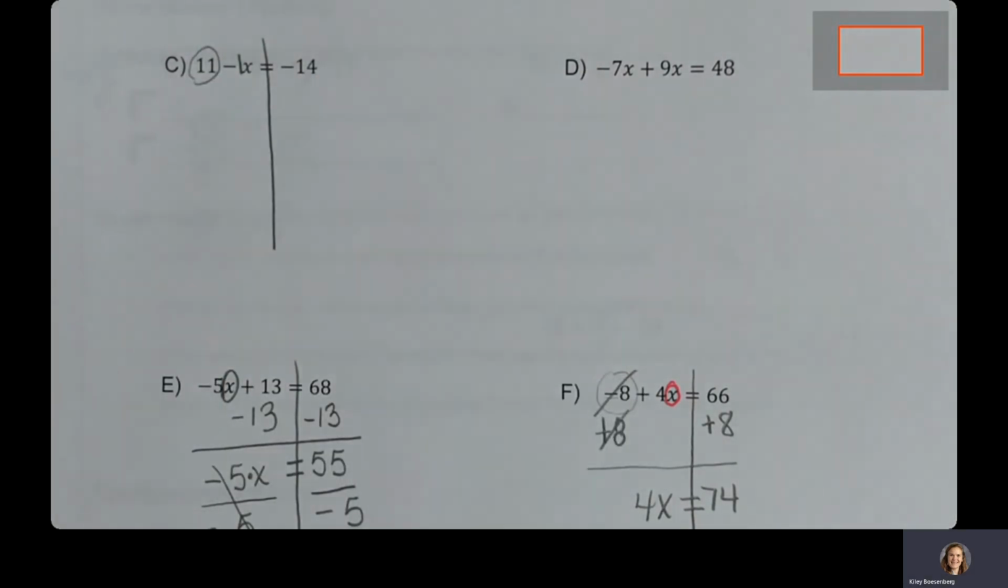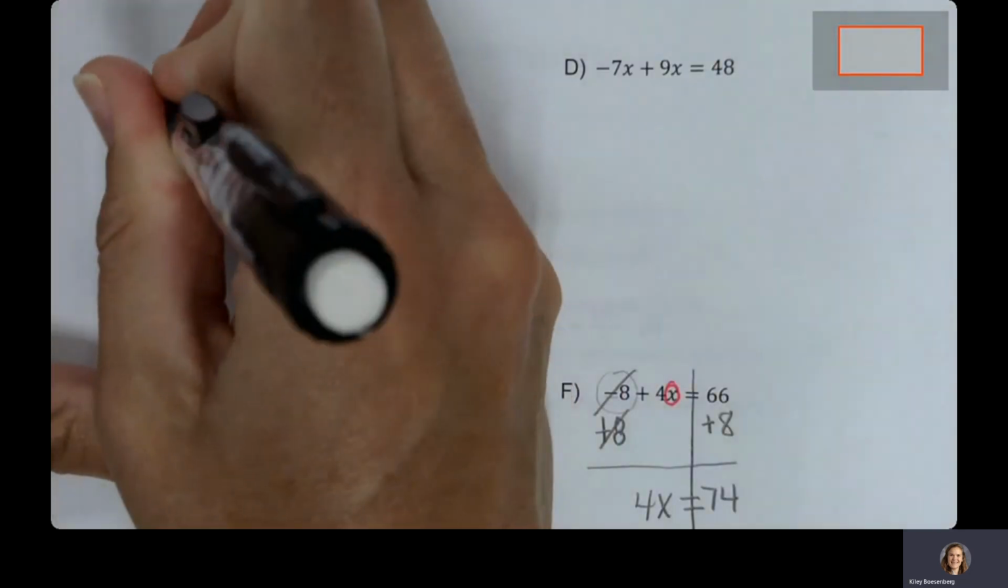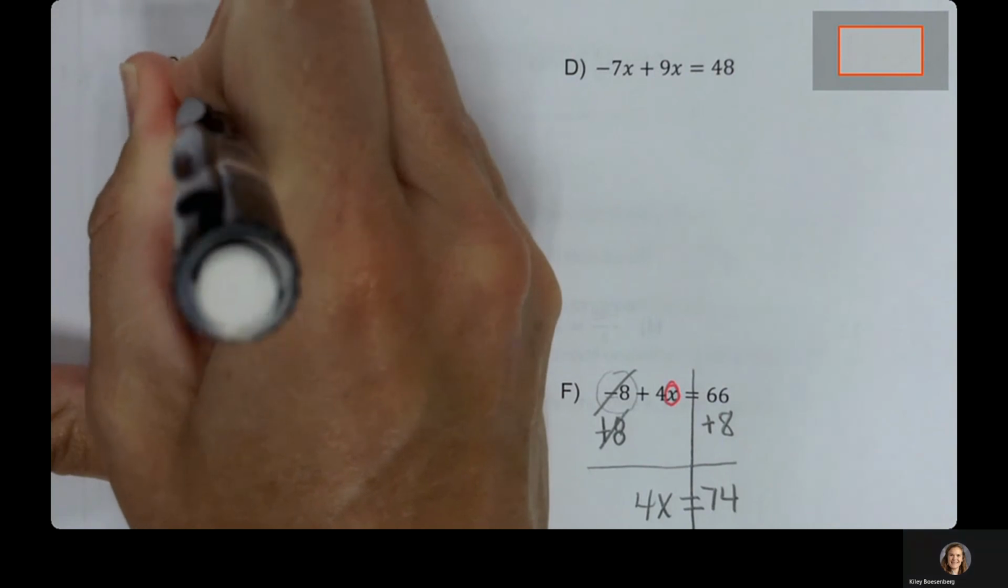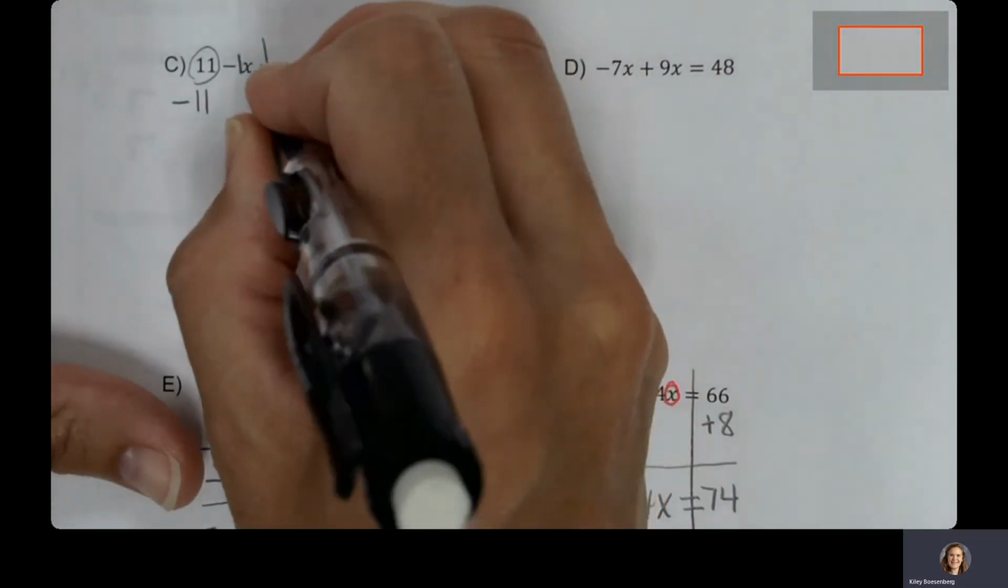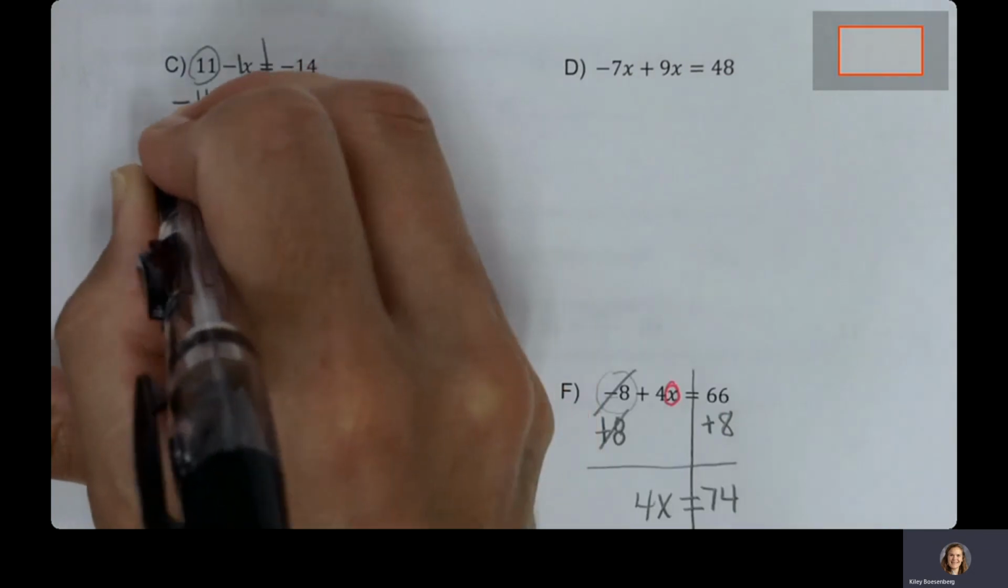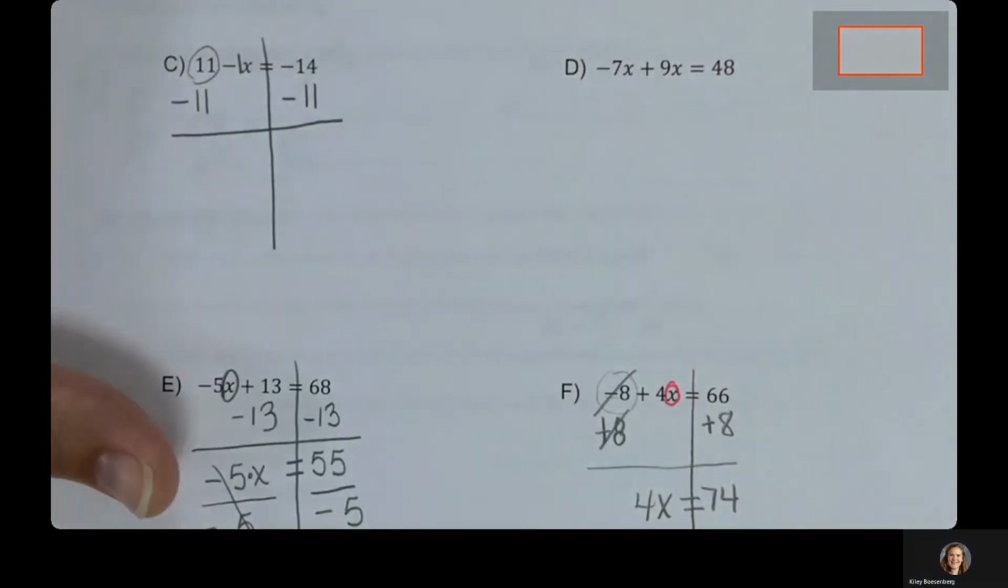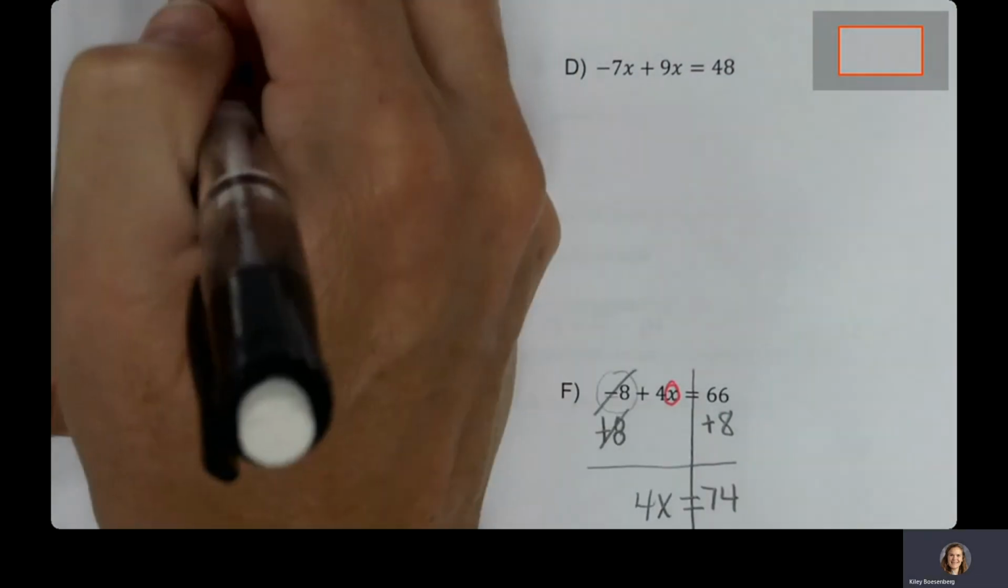Okay, and that is a plus 11. That is a positive 11. So to get rid of a positive 11, I'm going to have to subtract 11 from this side. And this is where you have to start being really careful with your signs. So my 11s cancel out.